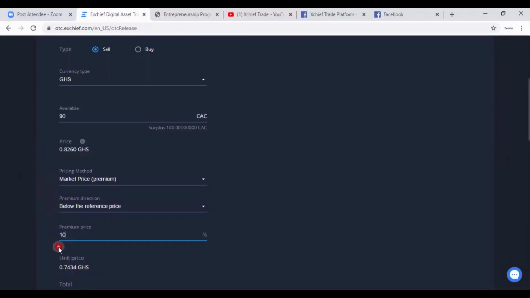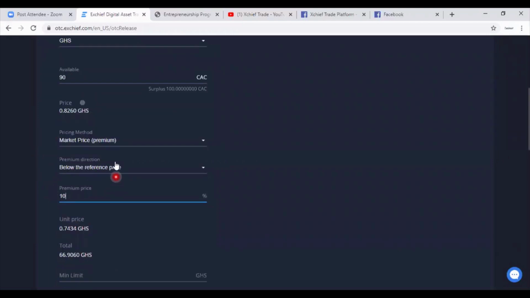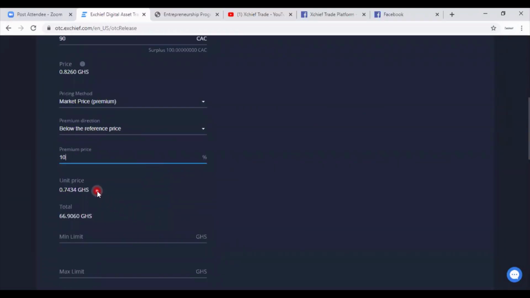Okay, so we are saying that we want to sell this 90 CAC that we have in our account at a market price of 10% lesser than the onboard unit price on the OTC desk. So we'll keep this at the below the reference price option, and then we'll keep this at 10%. And this is the new price we are selling our 90 CAC at.